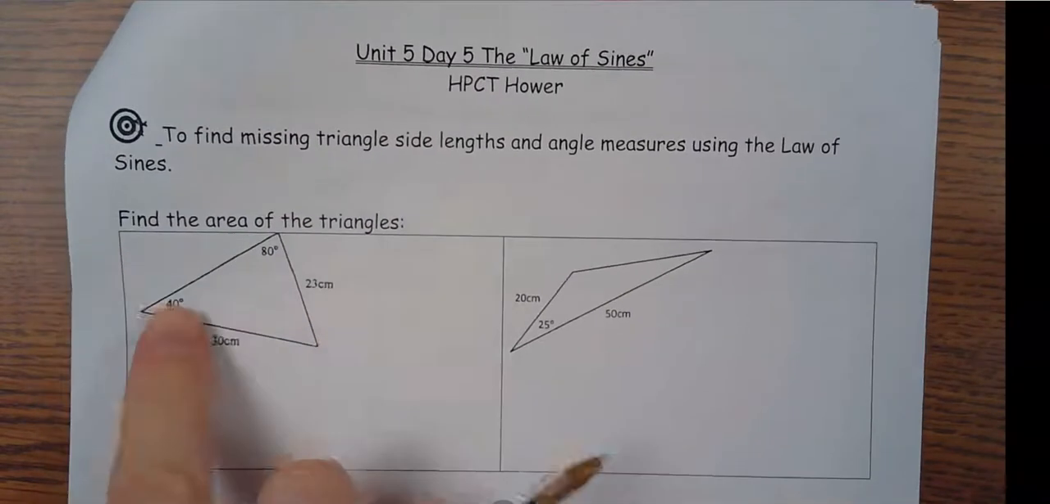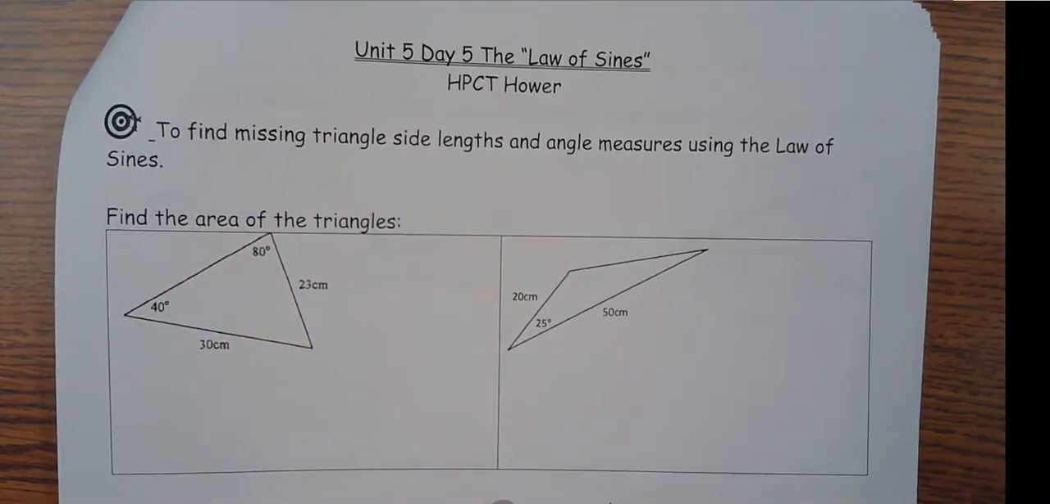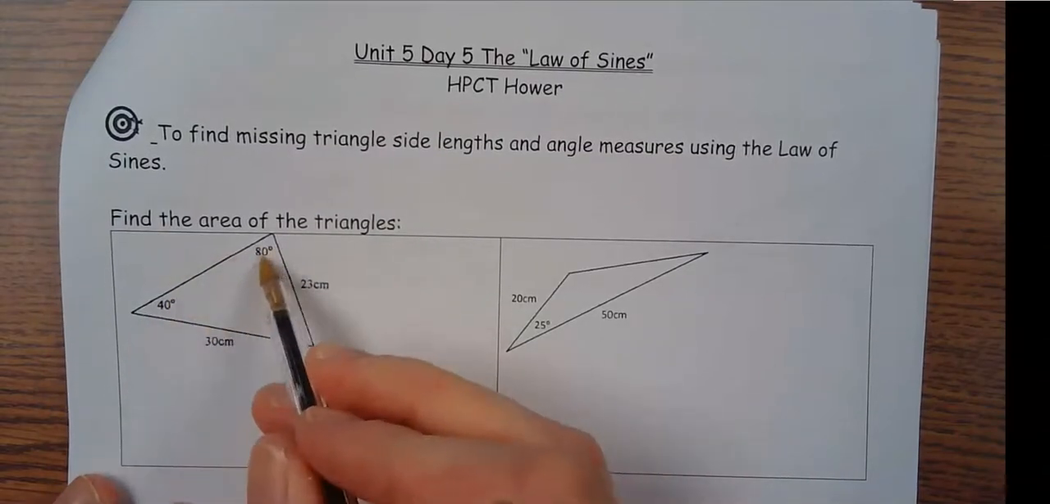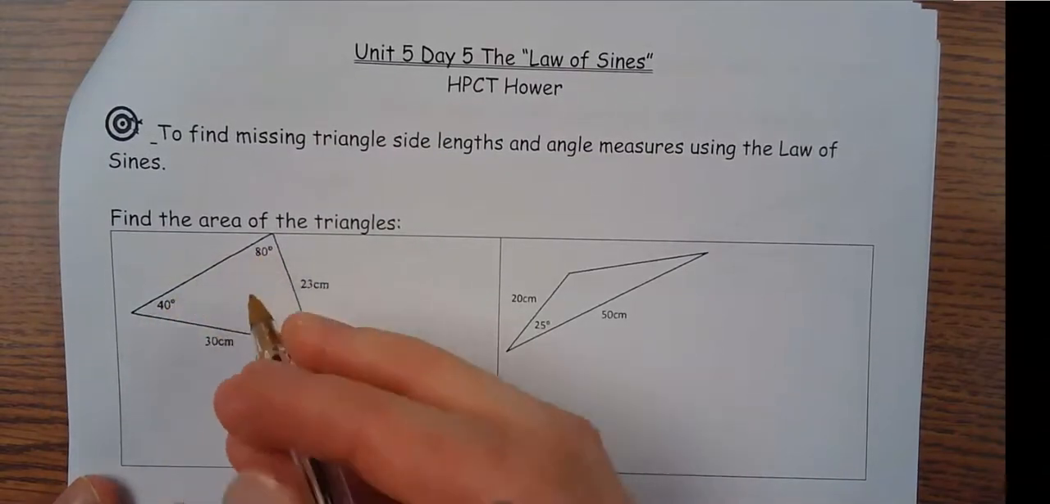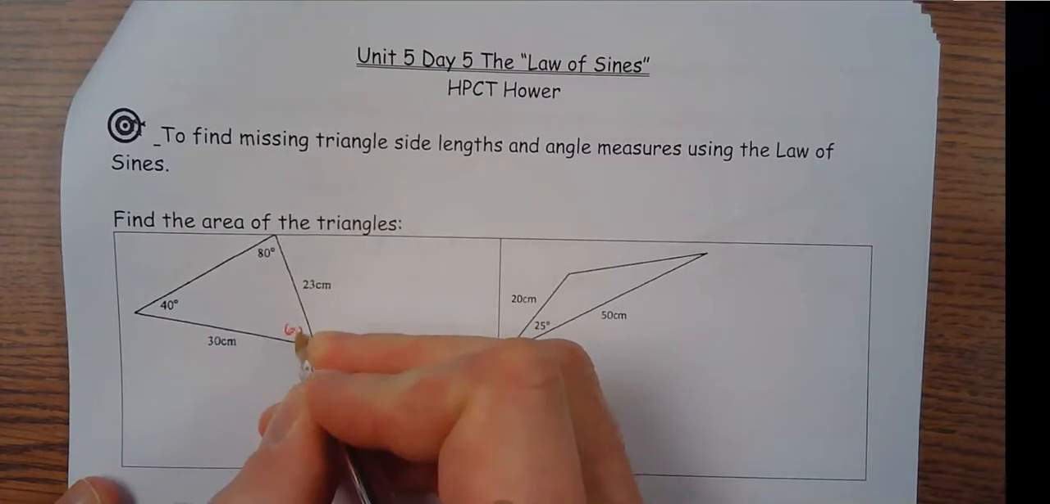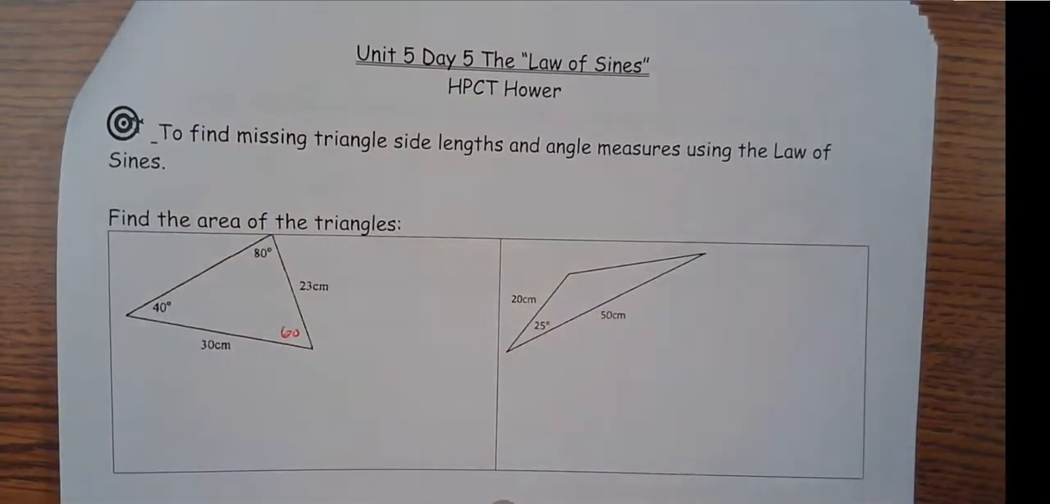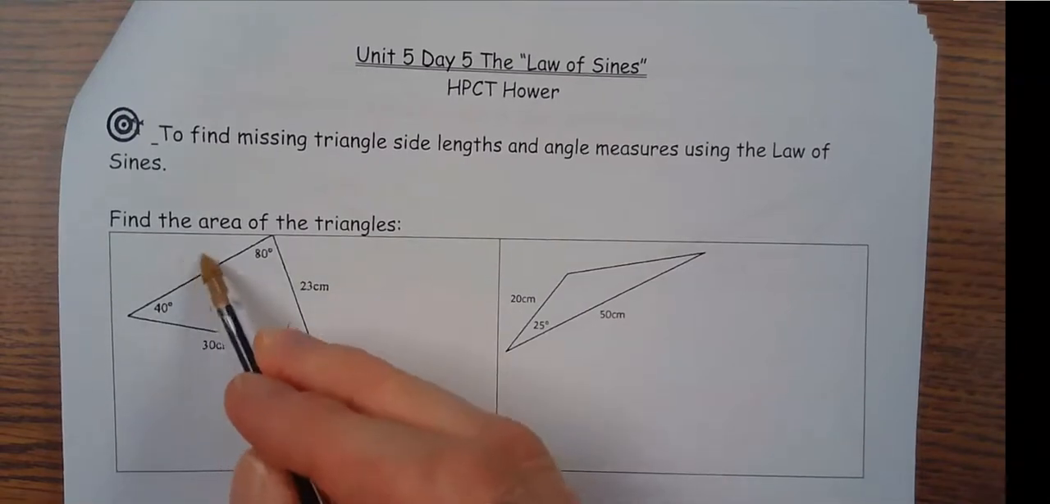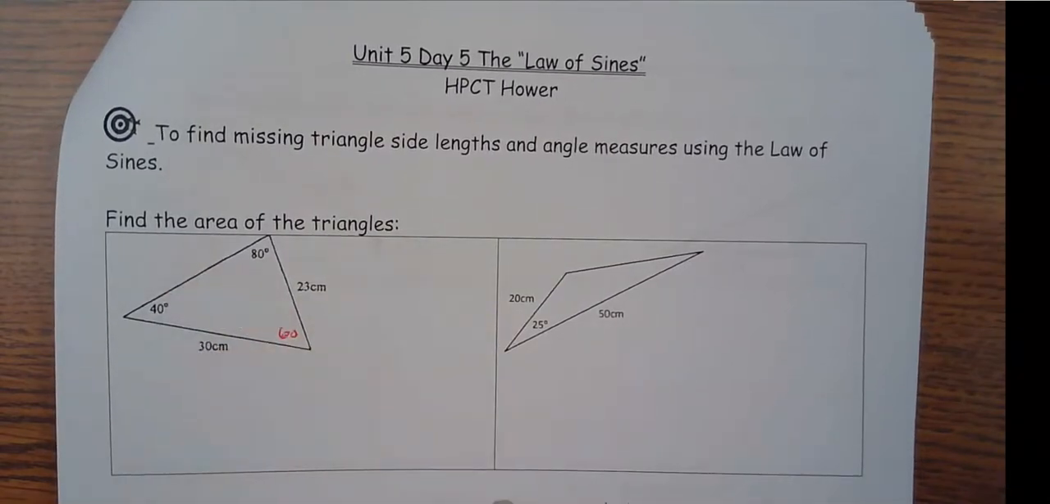Notice this first triangle is not a right triangle, so we couldn't just use sine, cosine, or tangent. We have to do a little bit more if we want to find the missing sides and angles. In this one, the missing angle would actually be even easier: 180 minus 120 is 60 degrees. But we're trying to find the area anyway, so we don't ever need to know what this side is, but the law of sines could help us.